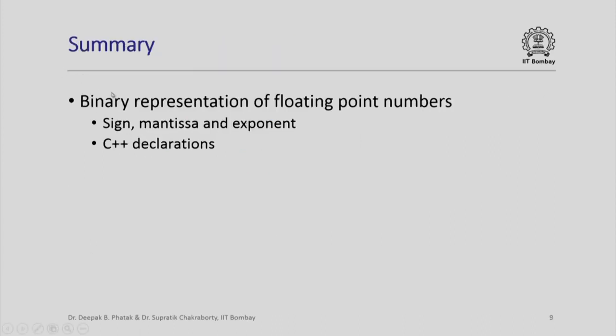So in summary, what we studied in this lecture are binary representation of floating point numbers, and these are the components of the representation. There is a sign bit, there are a certain number of bits for mantissa which is stored in a normalized form, and there are a certain number of bits for the exponent, which could again be a positive or a negative integer, and we have seen how to declare floating point variables in C++.